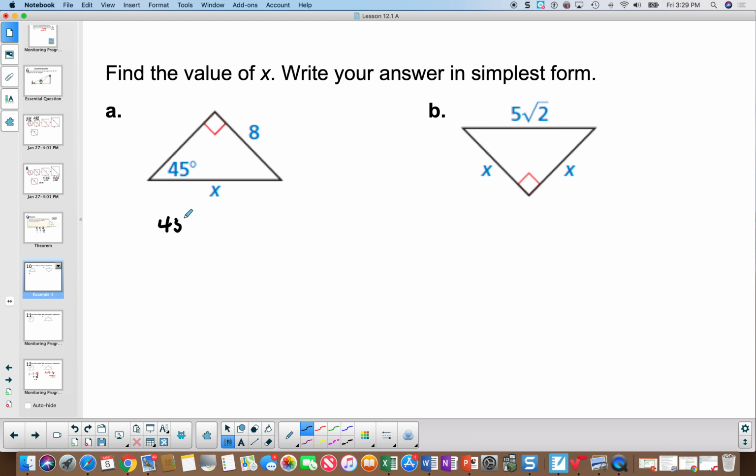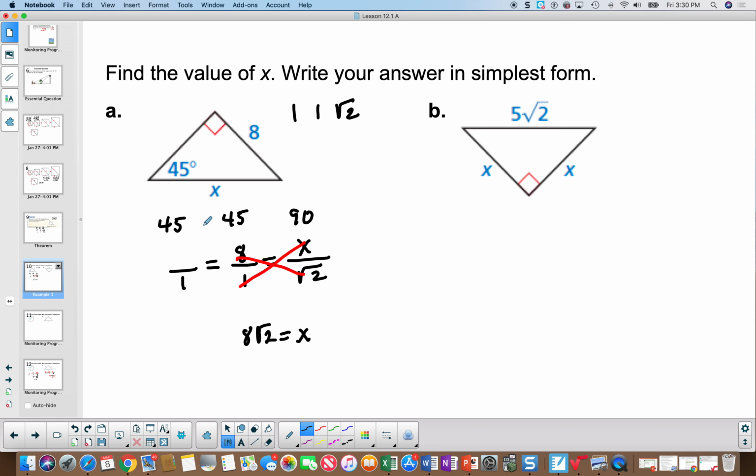Now if you need this, you can also write 45, 45, 90, and we're going to make a proportion. And we know the ratio for a 45, 45, 90 is 1, 1, root 2. So I'm going to write 1, 1, root 2. And I'm looking for the hypotenuse because that's what x is. So I'm going to do it opposite the 90. And then I'm going to write 8 right here. And then here's your proportion, and you can cross multiply. And you will get x is equal to 8 root 2. Some of you may have already known that, but here's an algebraic way to find it.